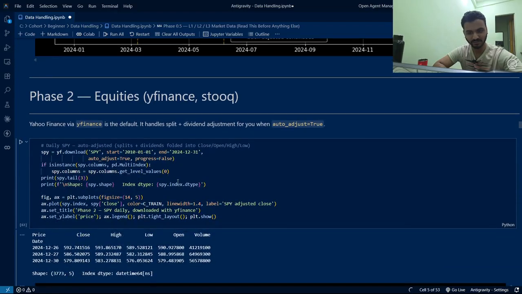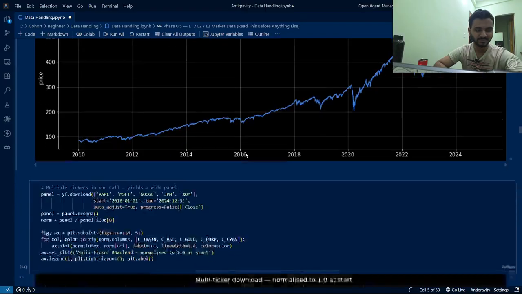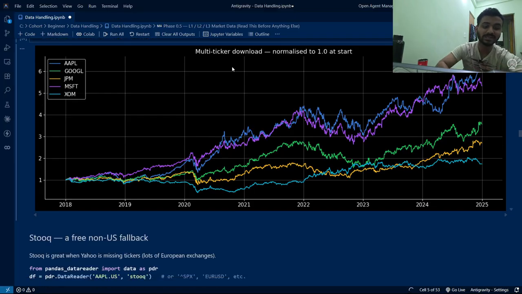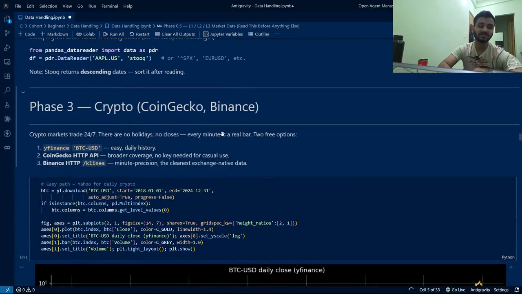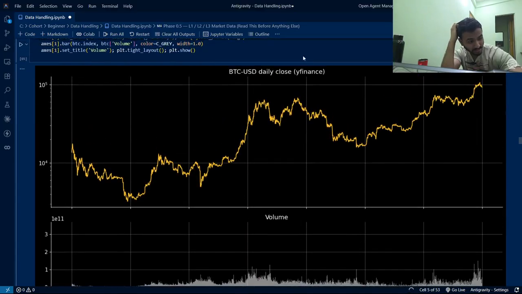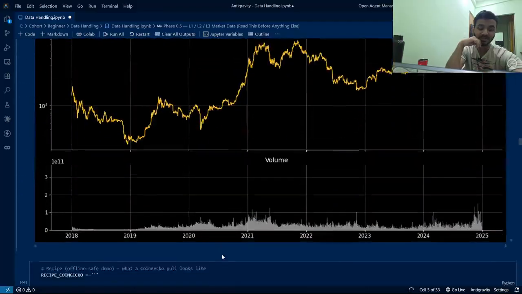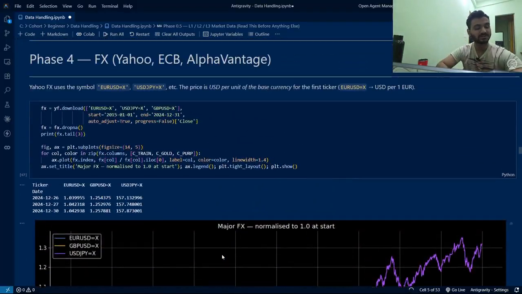Now this is your equities phase 2. SPY data, adjusted close. Always download adjusted close, or make it adjusted. Then this is your multi-ticker download, normalized to 1 at the start. Then you've got your crypto, CoinGecko, Binance, as you can see right here. This is like Yahoo Finance though. I did not include my API keys so that I don't get hacked.